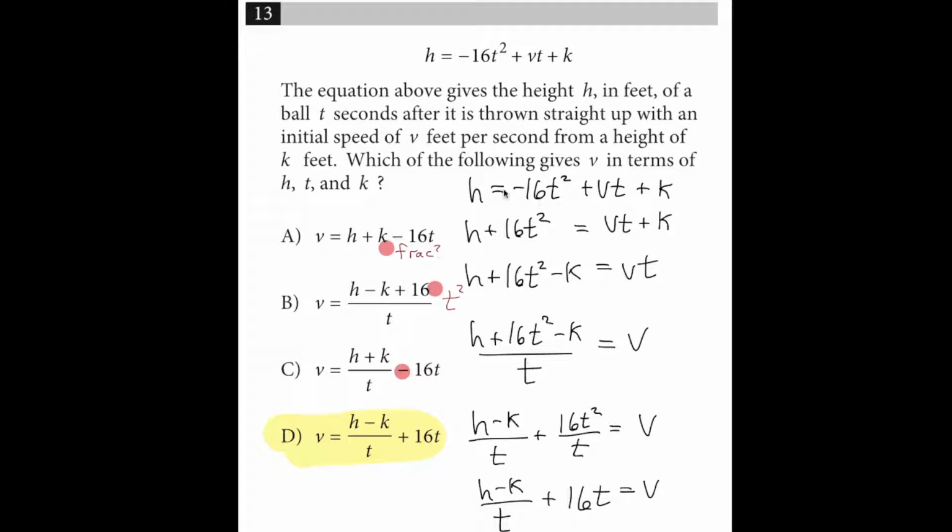Question number 13. The equation above gives the height h in feet of a ball t seconds after it's thrown straight up with an initial speed of v. Which of the following gives v in terms of h, t, and k? So you've got to isolate v.